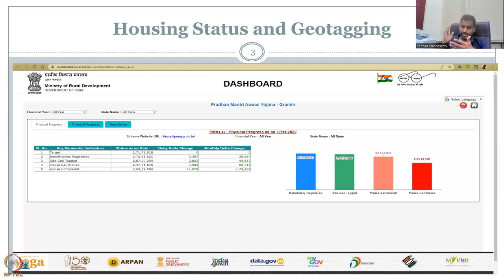Once it's approved, it gets geotagged and goes into the system. The next is housing sanction. How many houses have been sanctioned and houses completed? Because the budget is not released as a lump sum, they'll give 50% first and then you have to build. And once you show some progress and the geotag is done, the next 20-30% and then the last 20%.